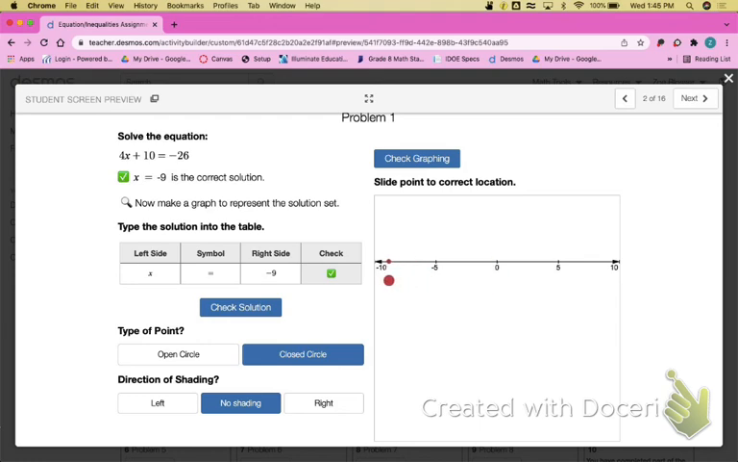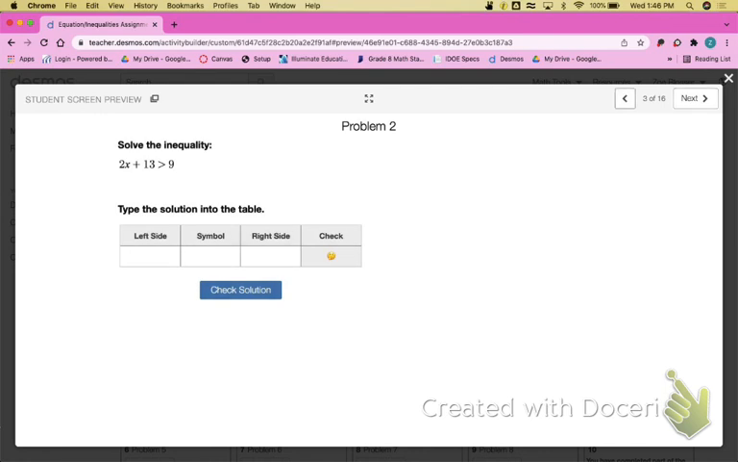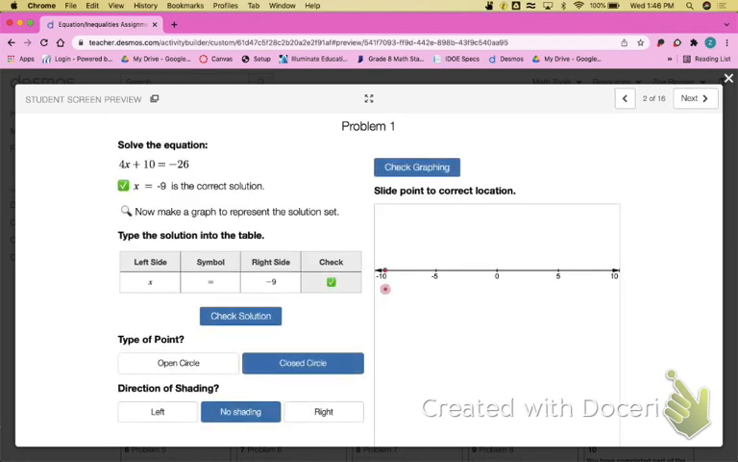Negative 9 is here. Sometimes it's really picky. Okay, so it liked that. If I was slightly more over, it would not like it as much. Okay, so just be careful that you're doing the right thing. Once everything is correct, you may move on to problem 2. Again, problem 1, you still need to show your work on paper in order for me to count it as you doing it.